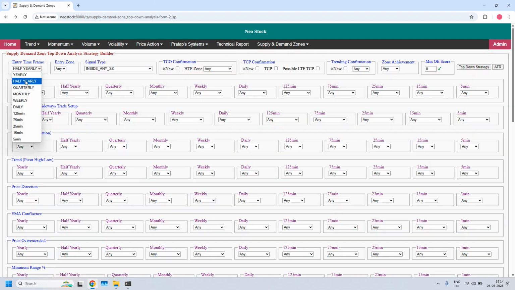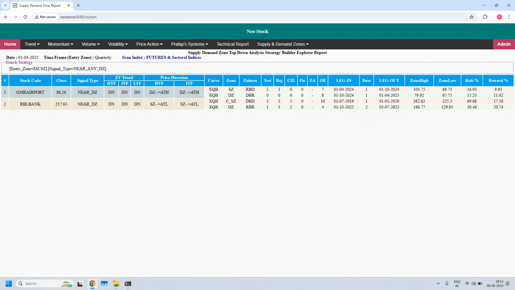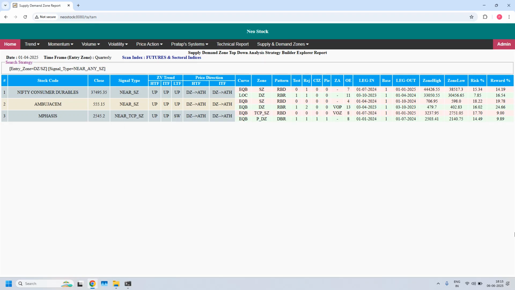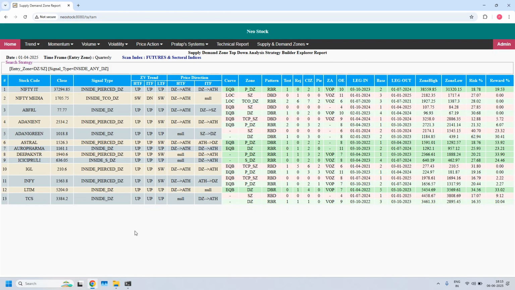Next time frame is quarterly. Stocks near quarterly demand zone, we got 2 stocks. Next, stocks near to the quarterly supply zone, we got 3 stocks. Next, price closed inside the quarterly demand zone, we got 13 stocks.